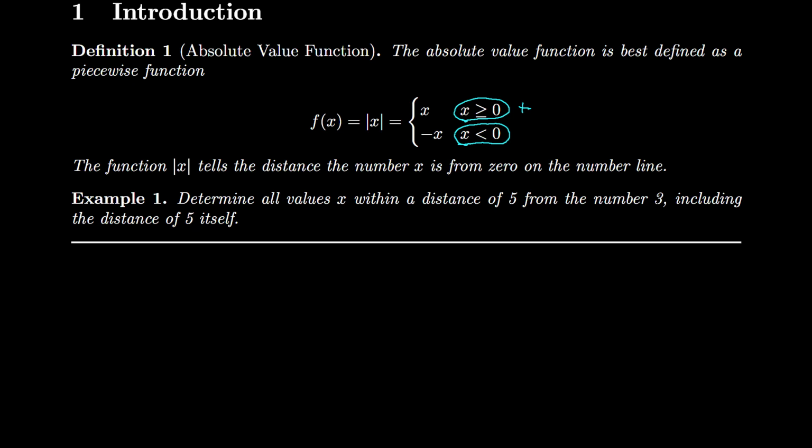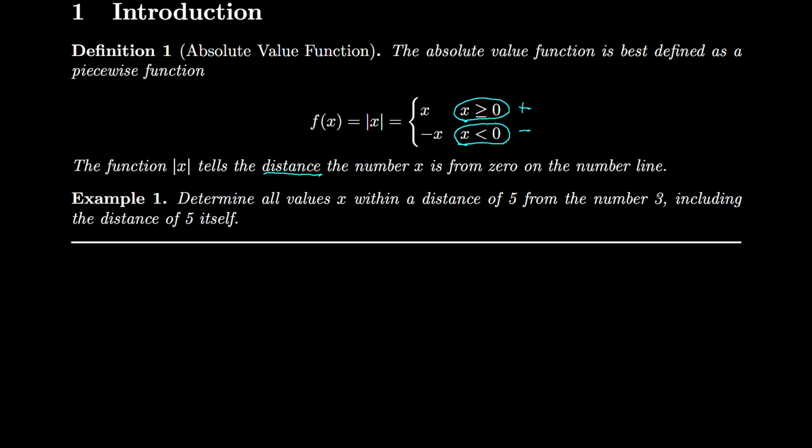So this is if it's positive, this is if it's negative. It's just going to toss a negative in front of it, and obviously a negative makes a positive. The important thing to get out of this is that the function absolute value of x will tell you the distance the number is from 0 on the number line.